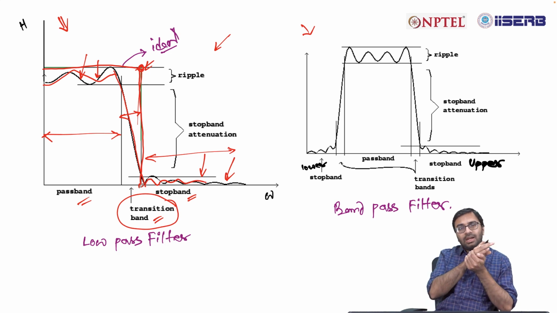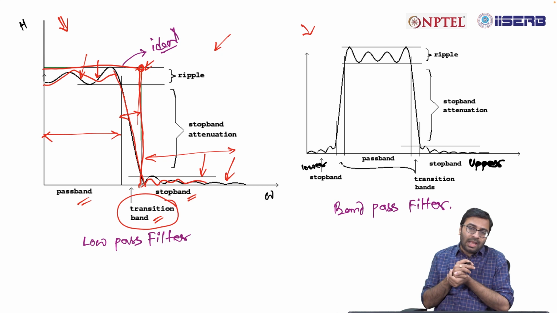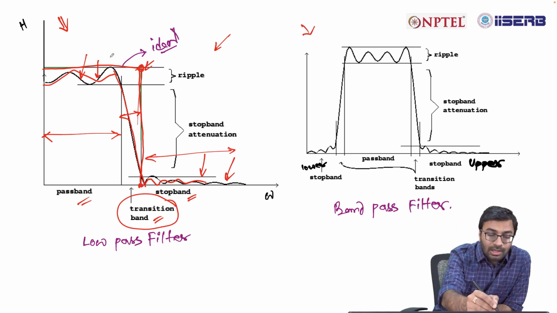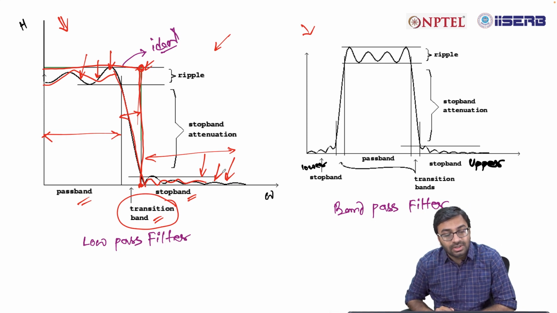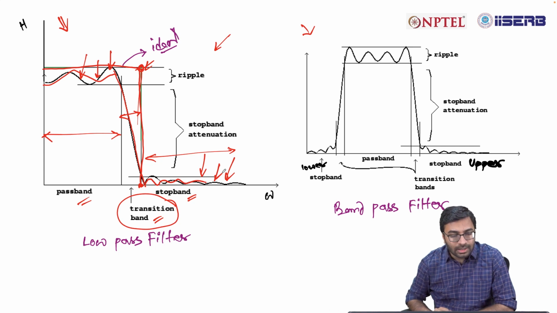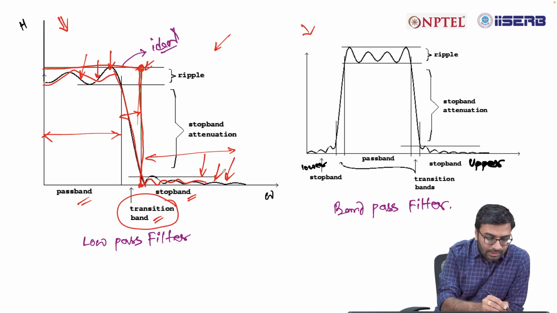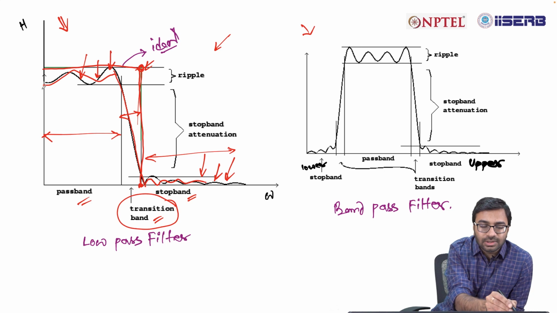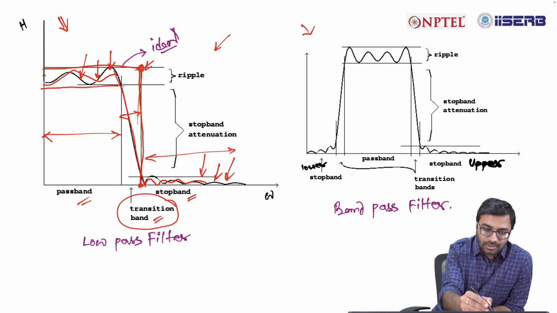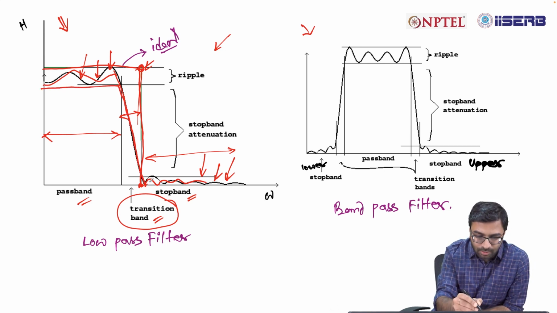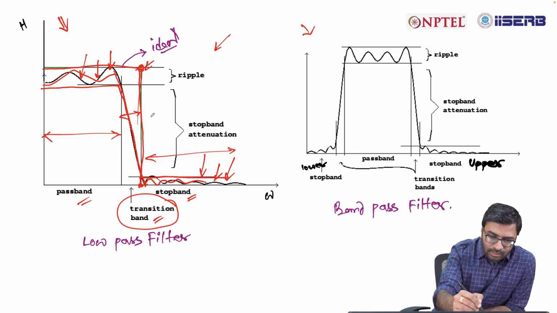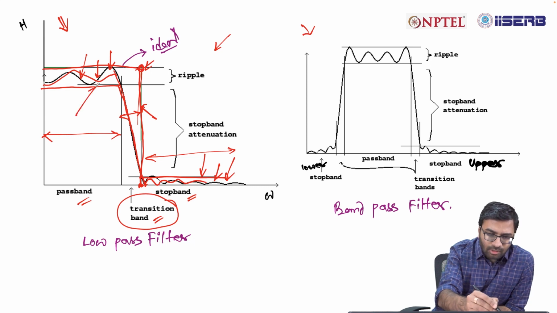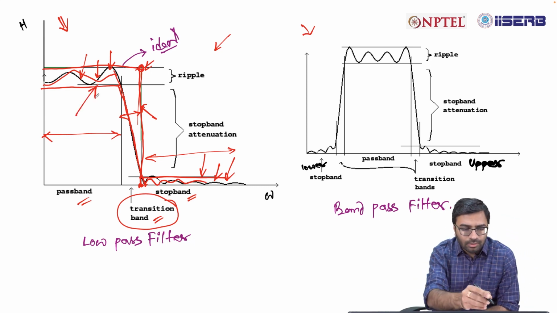So you will always see a transition band present, and then we don't also want this ripple to be present in the filter characteristics, but you will see in practice there are ripples present. So ultimately you'll get a characteristics which is something like this, and then it is coming down, and then this. So instead of these characteristics, you have a characteristic similar to this one.